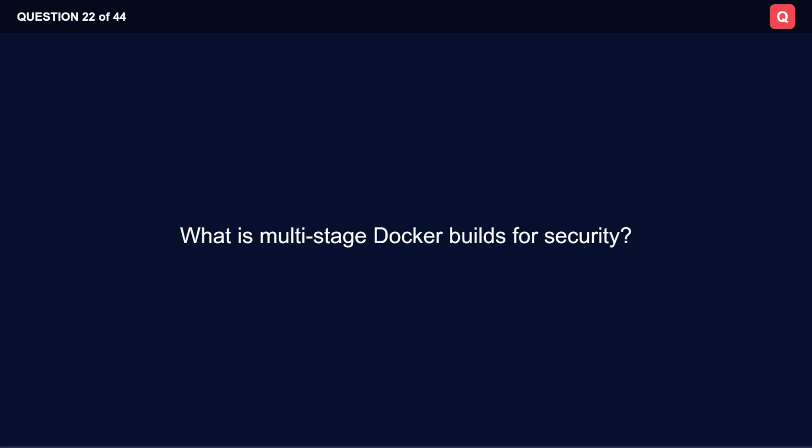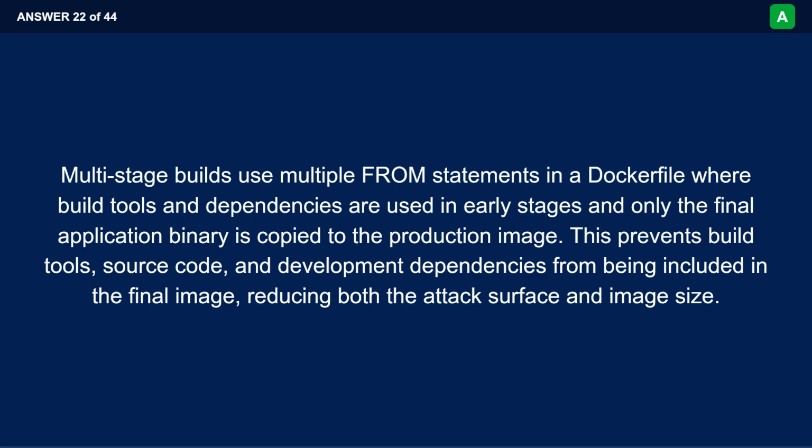What are multi-stage Docker builds for security? Multi-stage builds use multiple FROM statements in a Dockerfile, where build tools and dependencies are used in early stages, and only the final application binary is copied to the production image. This prevents build tools, source code, and development dependencies from being included in the final image, reducing both the attack surface and image size.